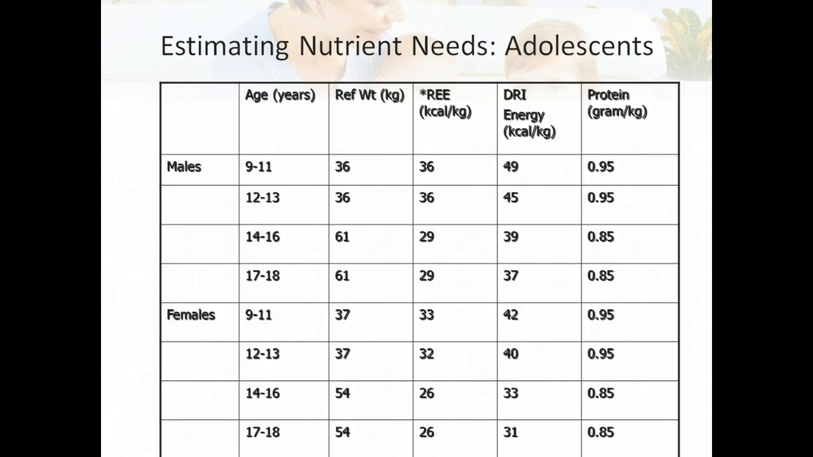In terms of nutrient needs for adolescents, as kids get a little older, this table is just DRIs. Again, this isn't something to memorize everything on the screen, but to have an idea. It is a little bit different for males and females. And in this table, with the DRIs, the reference weight would be a 50th percentile type weight for that age group. So in this case, for males age 9 to 11, 36 kilos would be a reference weight.